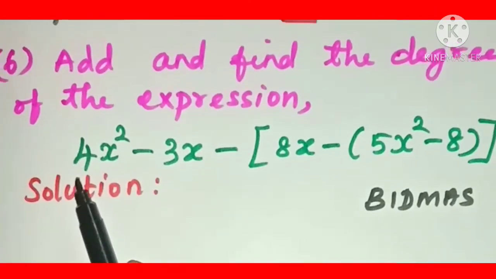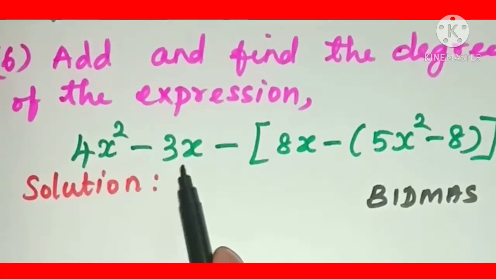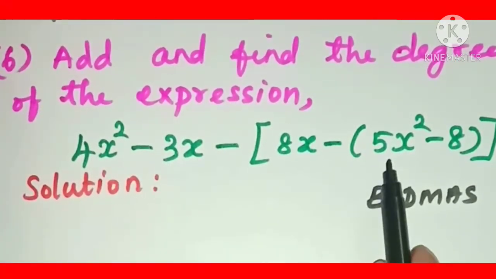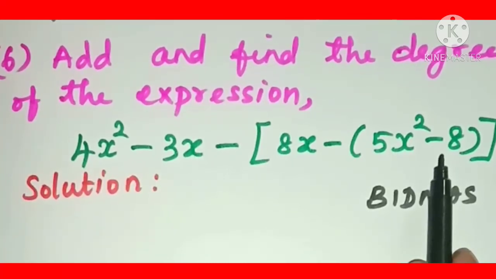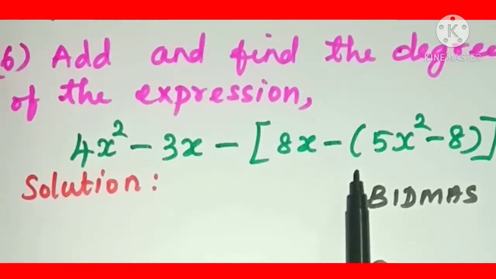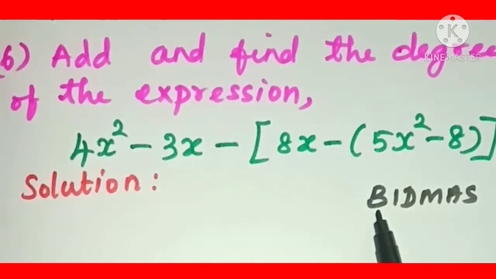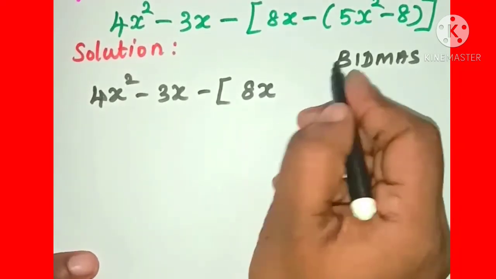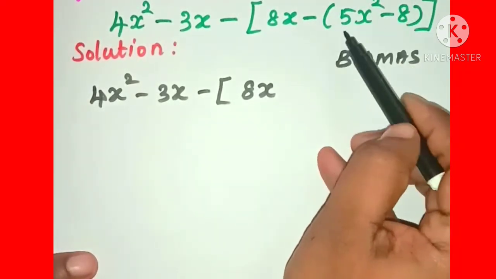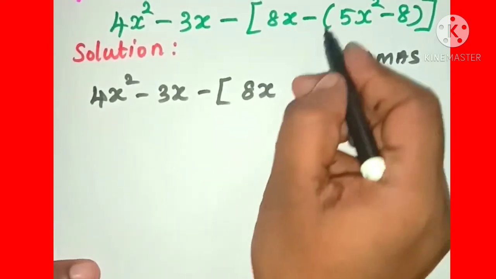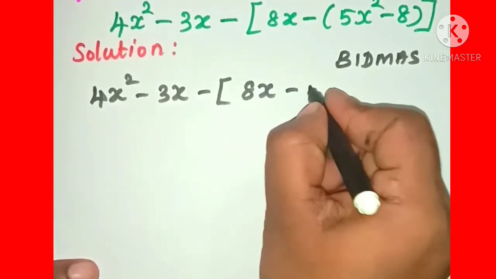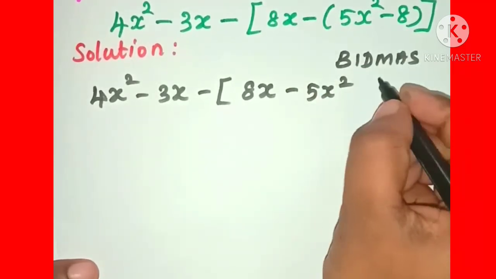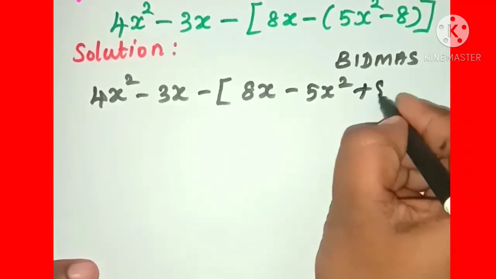The problem: add and find the degree of the expression 4x square minus 3x minus of 8x minus of 5x square minus 8. So students, here first let us rearrange the given expression in a standard form. So we can use BIDMAS. So here B represents bracket, integers, division, multiplication, addition and subtraction. 4x square minus 3x minus 8x minus innermost brackets. The calculation within the innermost bracket is done first. So minus into 5x square is minus 5x square and minus into minus 8 is plus 8.